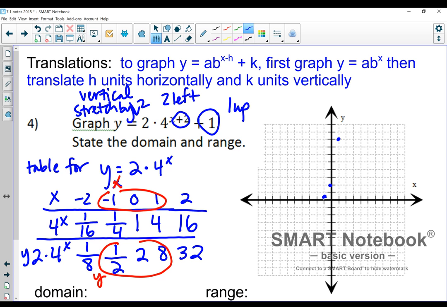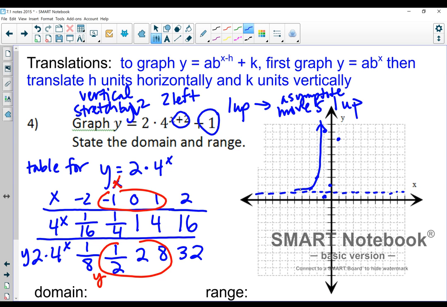So now I'm going to take this point, the first one, and move it 2 left and 1 up. This one's going to go 2 left, 1 up, 2 left, 1 up. And remember, if I'm moving my graph 1 up, my asymptote moves up 1 also. So now my asymptote, instead of being at 0, will be at 1. So I'm going to go ahead and connect my final graph.